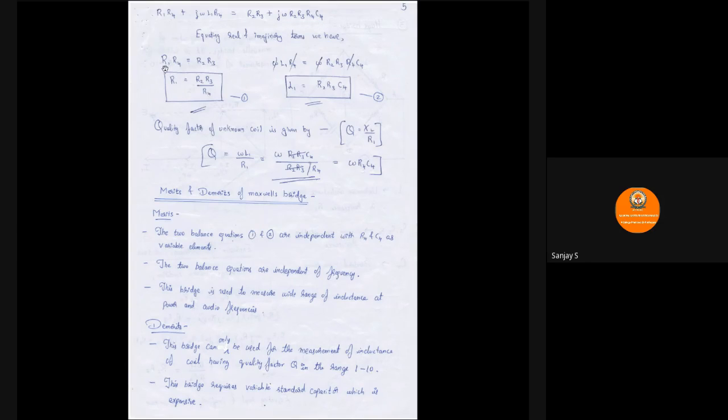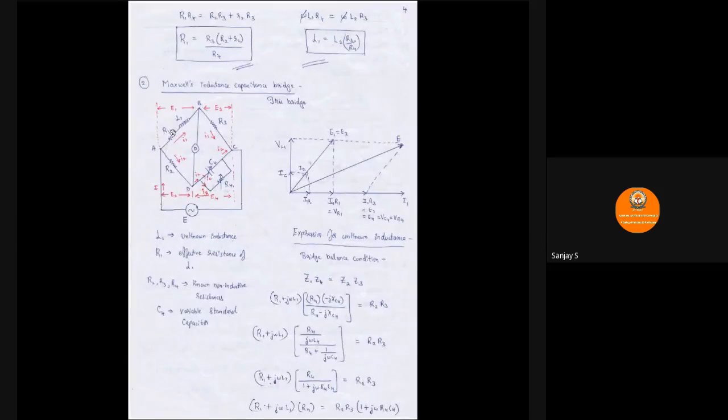So if we equate R1 R4 on the LHS to R2 R3 on the RHS, from this we will get the expression for R1, which is R2 R3 divided by R4. Call it expression 1. Now try to equate the coefficient of j on both sides. On the LHS we have omega L1 R4, on the RHS you have omega R2 R3 R4 C4. So omega and R4 get cancelled out, and you will be left with L1 equal to R2 R3 C4. So we have found the expression for the unknown resistance and inductance connected in arm 1.